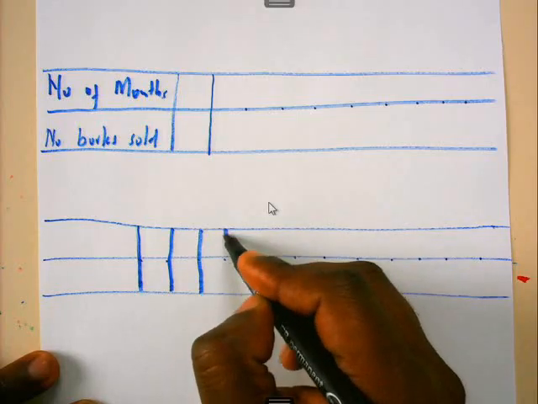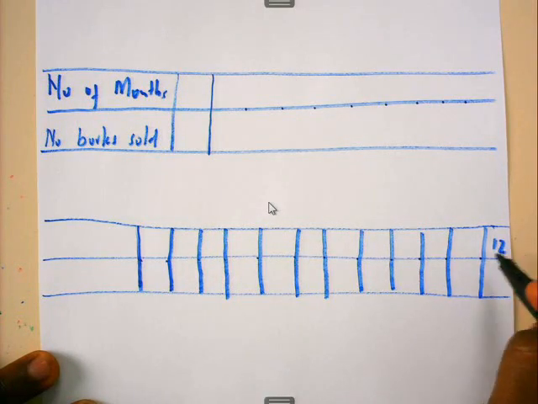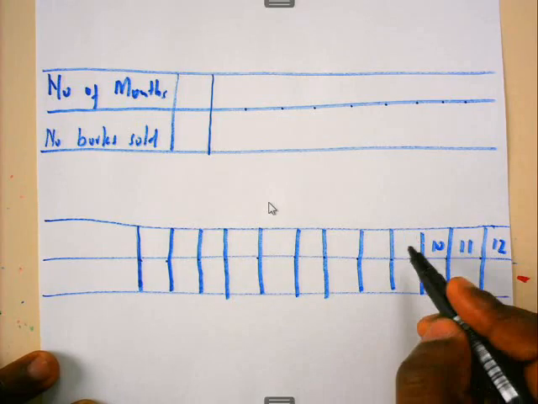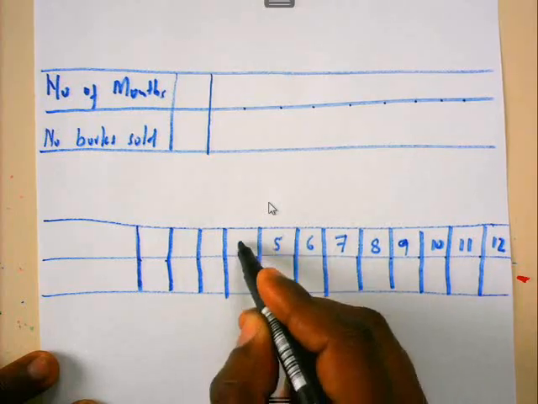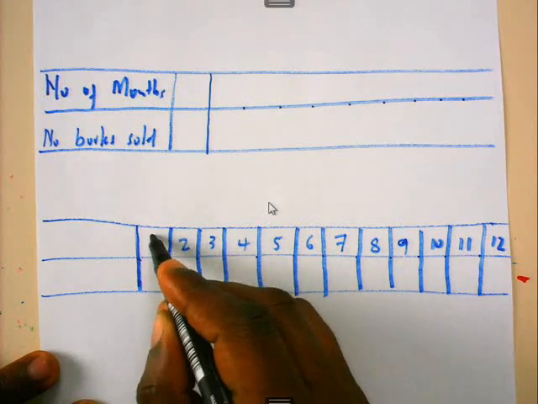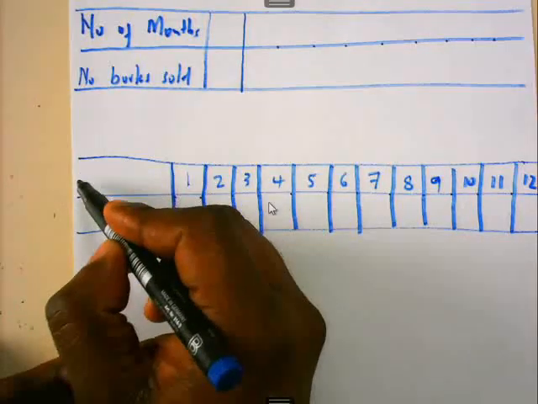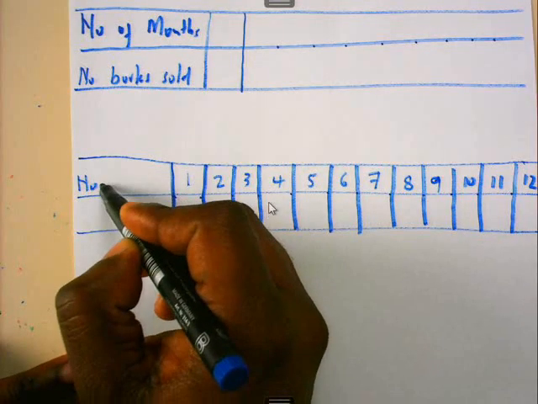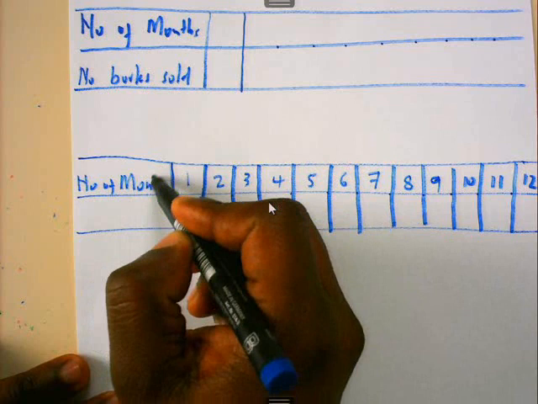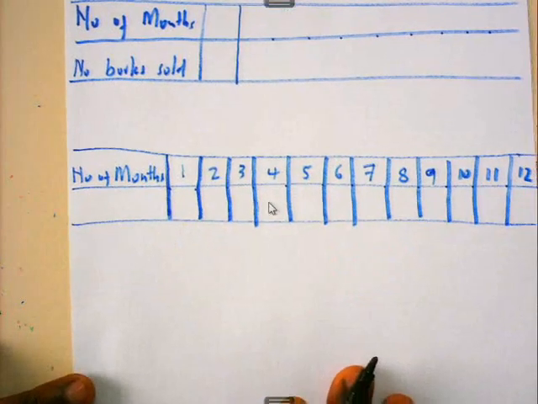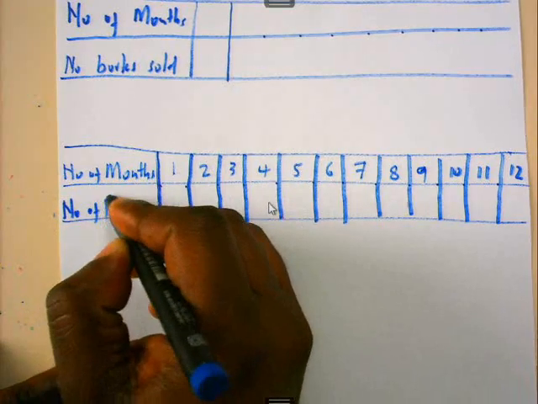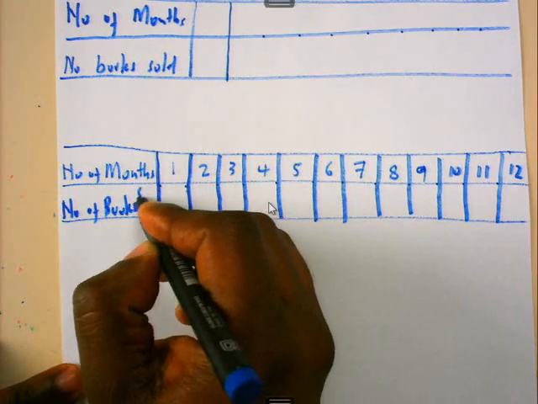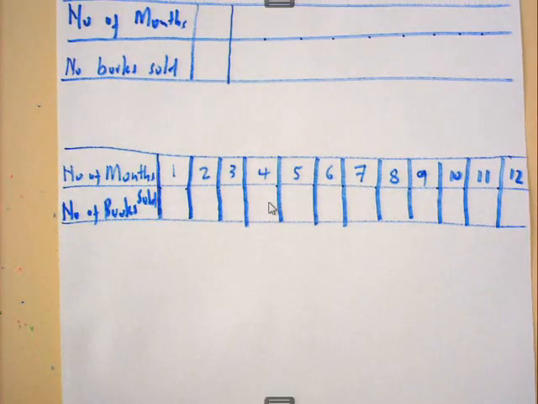I'm sure we are all looking at this. The number of months: the 12th month, the 11th, the 10th, the 9th, the 8th, 7, 6, 5, 4, 3, 2, the first month. And we said on top here is the number of what? Number of months. I'm sure everybody can see that. And at the bottom here we have number of books sold, the books which are sold. I'll use a different color for the books sold.